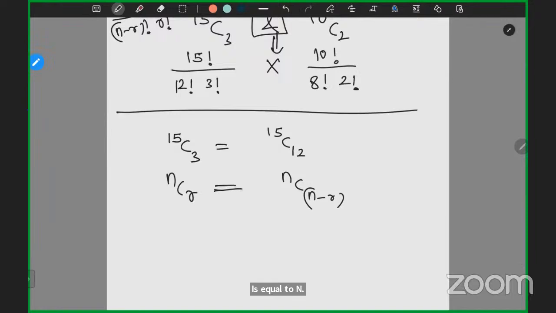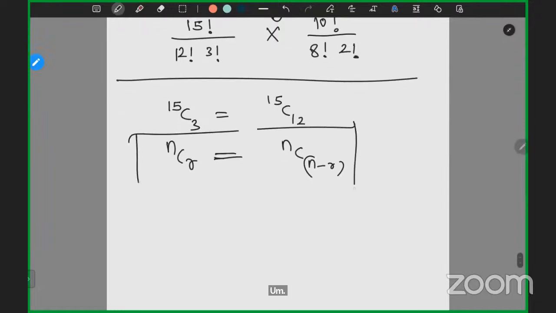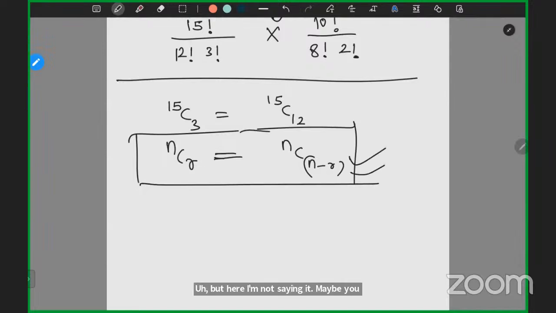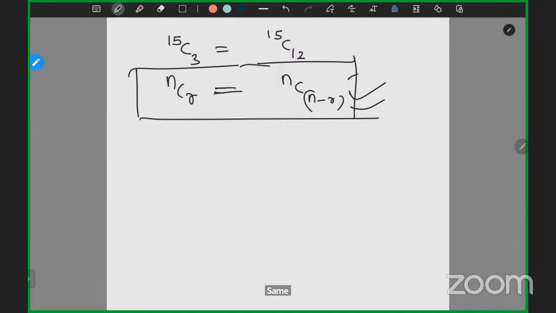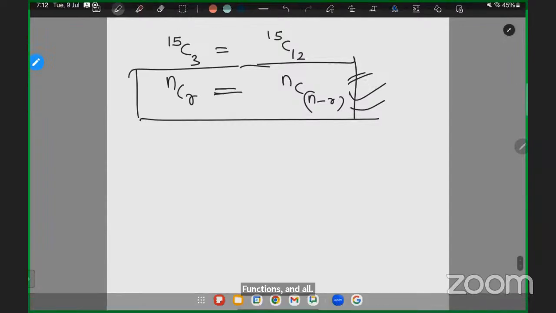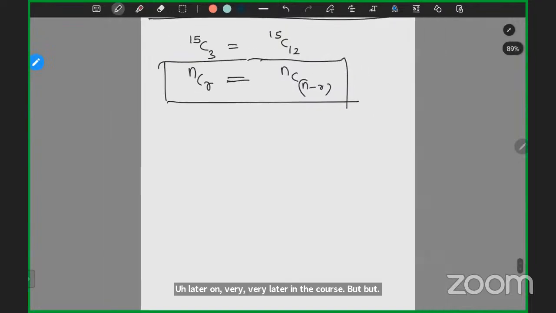It might be useful somewhere, but here I'm not seeing it. Maybe in permutation, or not in this question, but it's the same thing. Later on we will learn something called probability functions, where this will come in, very later on in the course. But just now I'm just putting it there. Okay, sir. Okay.